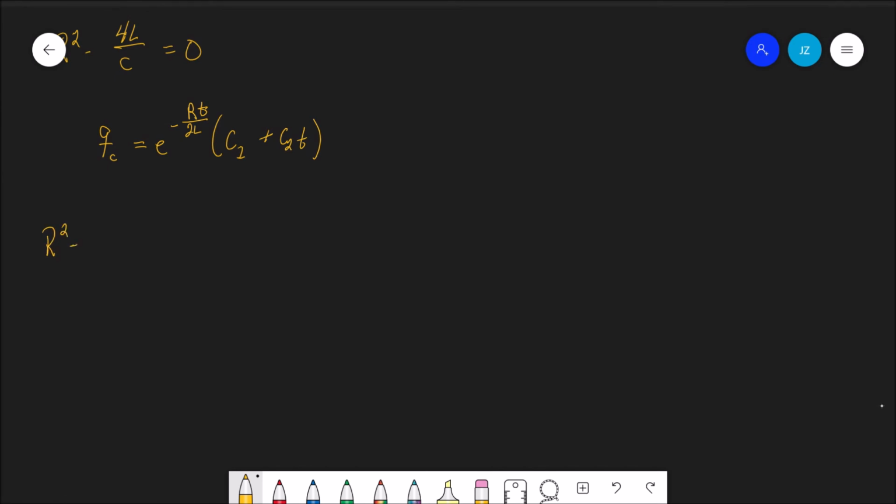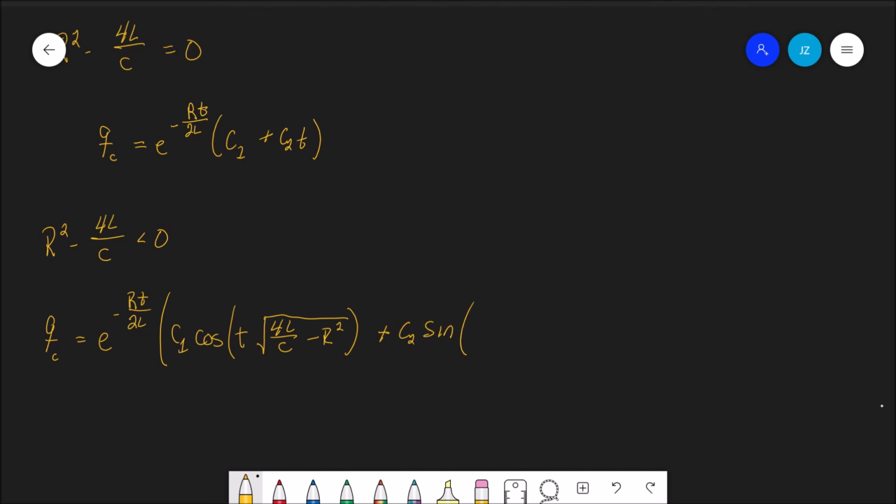Finally, if R squared minus 4L over C is less than 0, the system is underdamped, and we have the transient solution e to the negative Rt over 2L times C1 cosine of t times the square root of 4L over C minus R squared, plus C2 sine of t times the square root of 4L over C minus R squared.